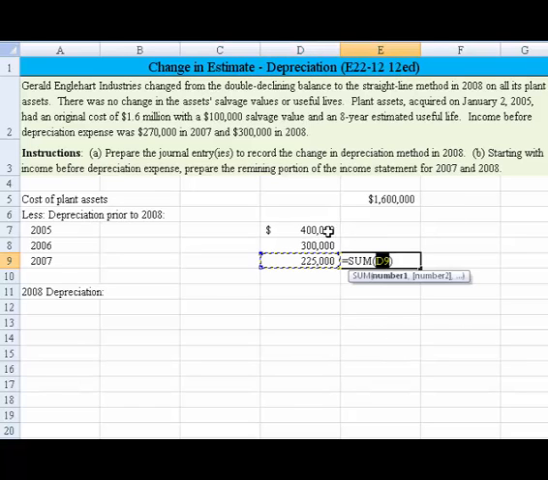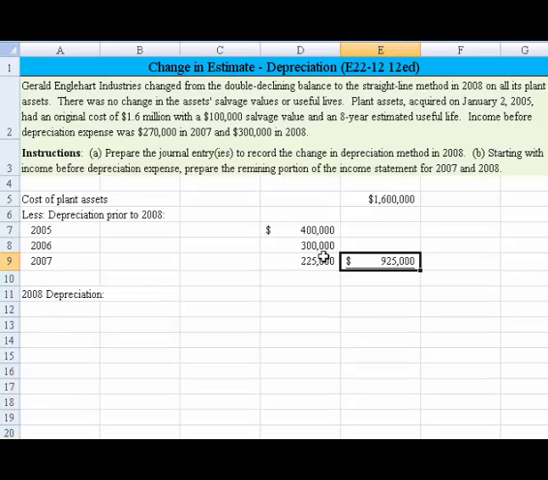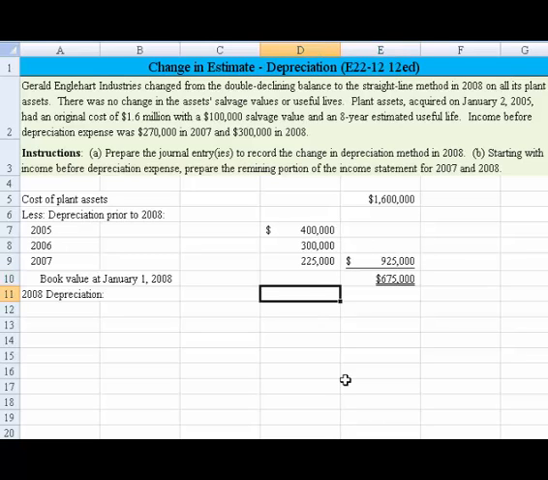If we sum those three, we're showing that we had $925,000 of depreciation expense taken prior to 2008, which gets us down to a book value at the beginning of 2008. And I'm going to indent this so we can read that right. So the book value would have been equal to the $1,600,000 less the $925,000, or $675,000. And I think I'll double underline that. Or let me take that off because I don't have the formatting exactly right.